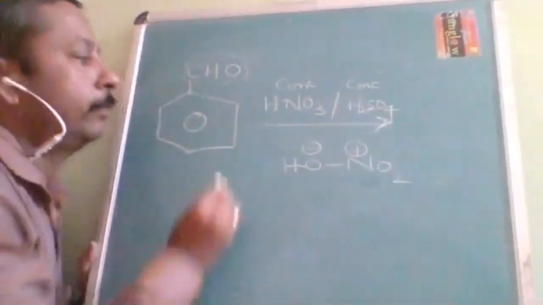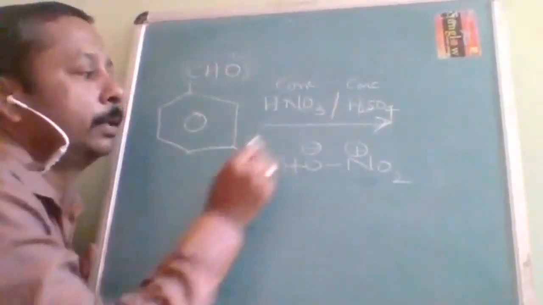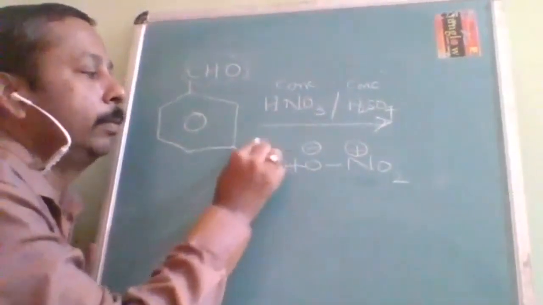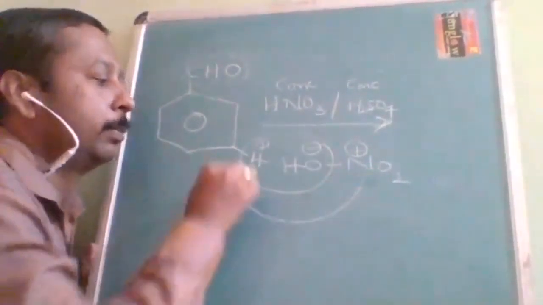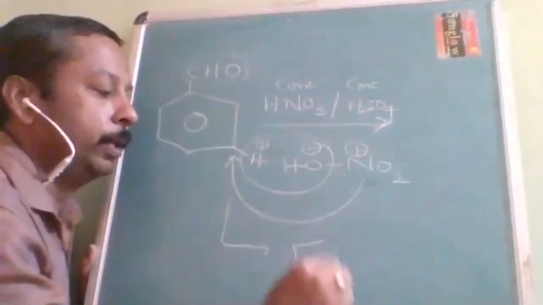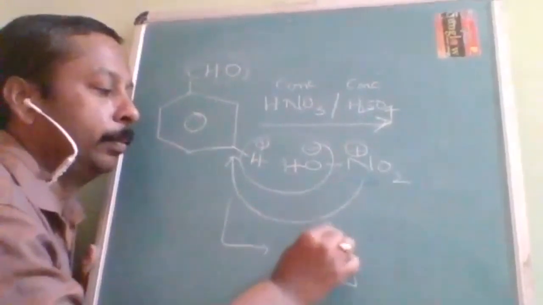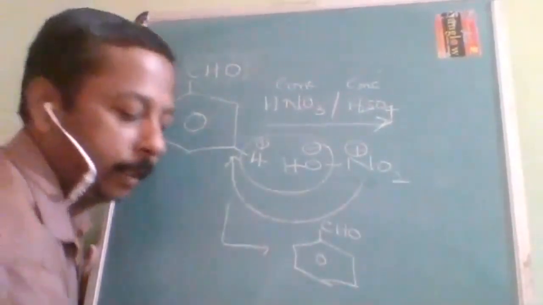And here this hydrogen, why this hydrogen? Because it is meta directing, this will be plus. So this will be eliminated, and NO2 will be substituted here. Is it understood? So need not mug up. I'm dead against mugging up things.